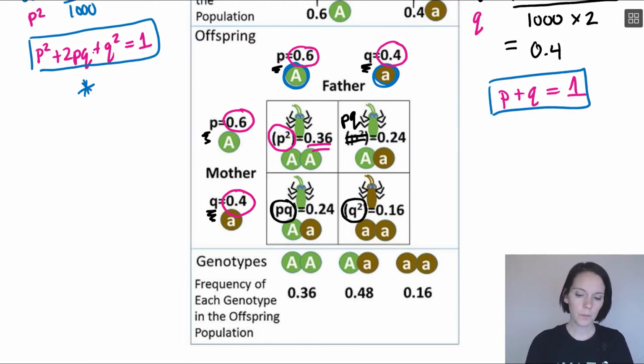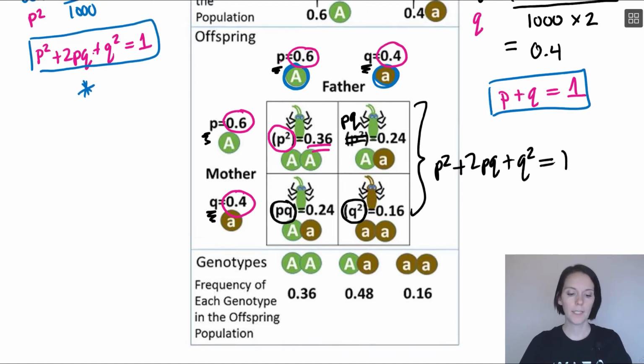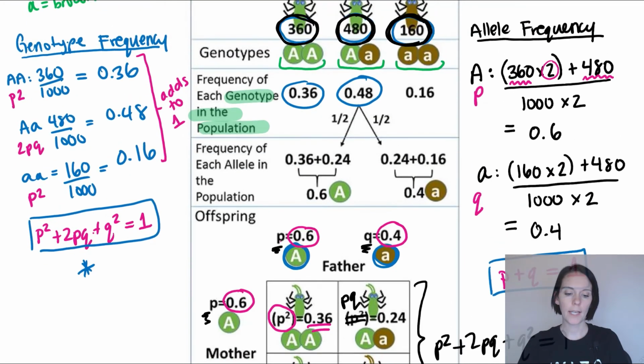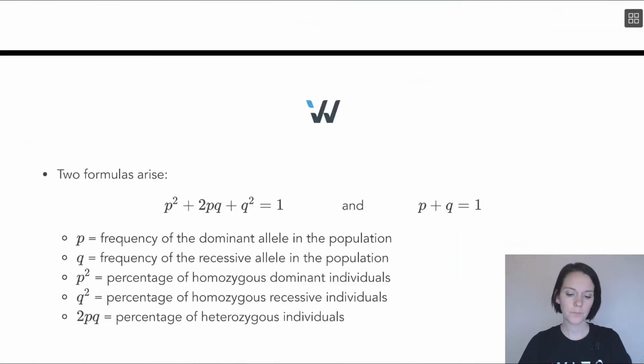If you look at this square, you can see that you end up with a P squared, 2 PQs, and a Q squared. And all of these are going to add up to 1. So that's where we got that formula on the left. So that is how we can calculate our genotype frequencies and our allele frequencies.